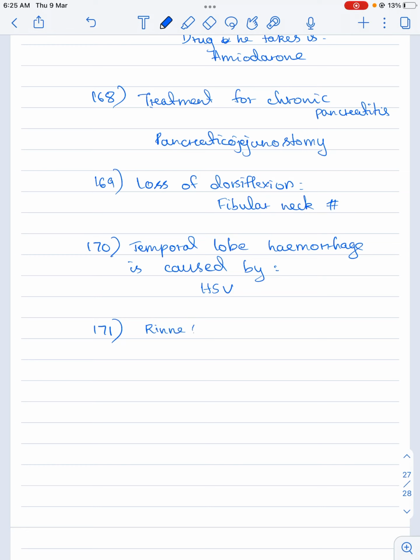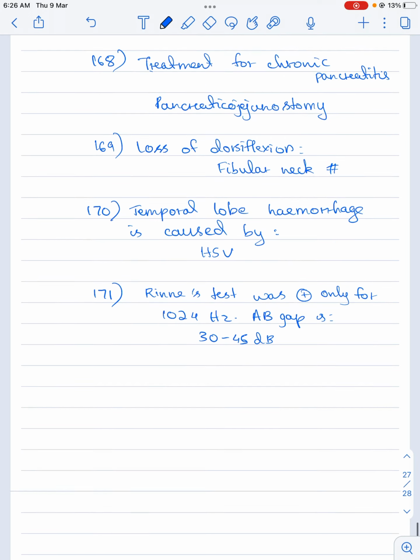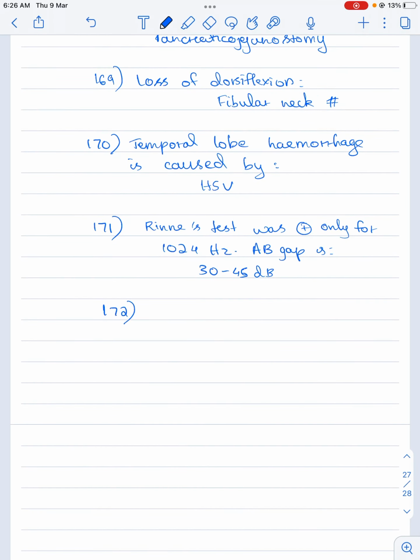Rinne's test was positive only for 1024 hertz. So AB gap is, answer is 30 to 45 decibel. Next question.